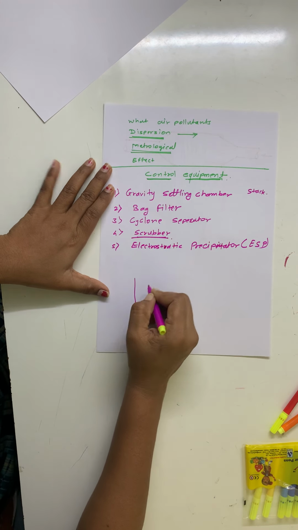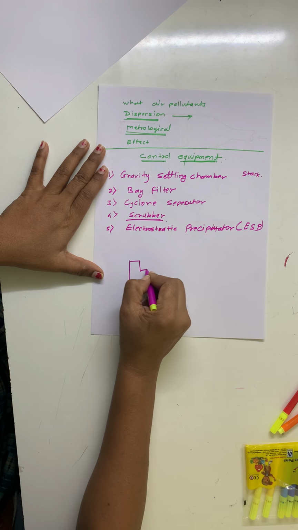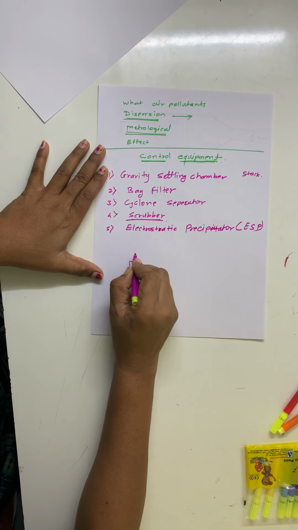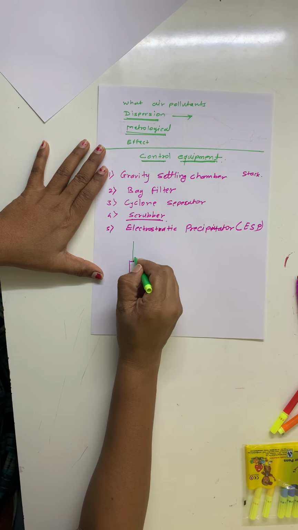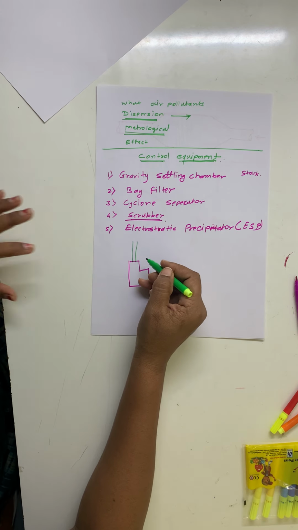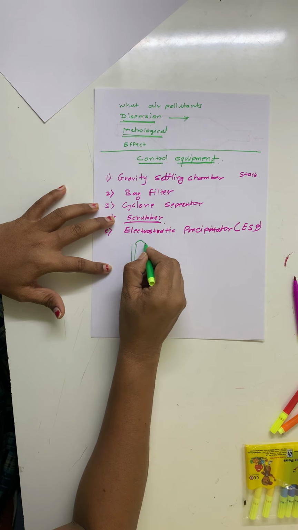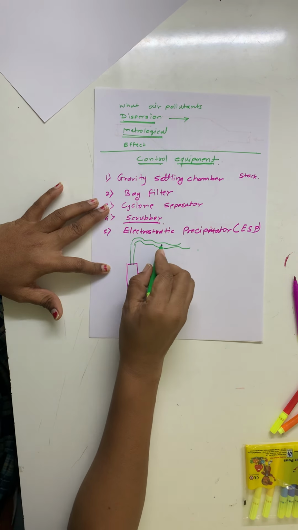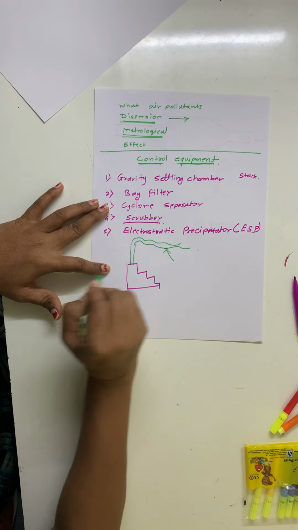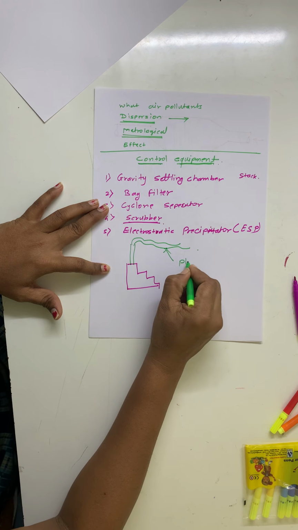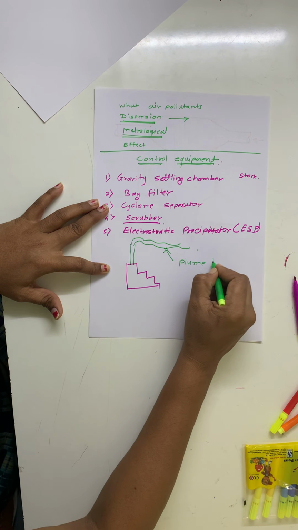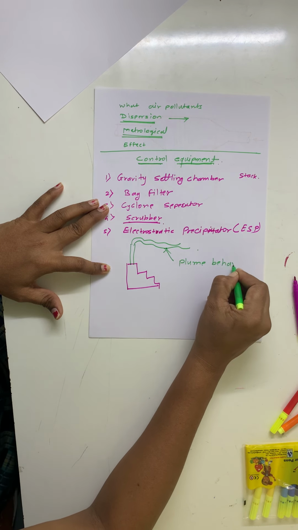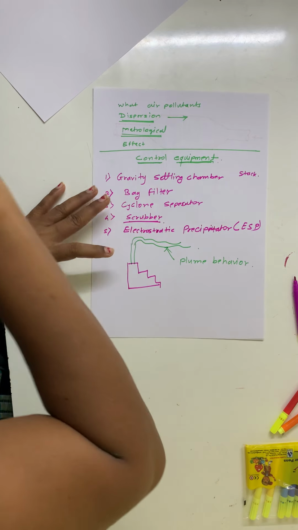Suppose this is a particular industry, and that industry has this as a stack. From that stack, the pollutants are going to be emitted into the atmosphere, and this is what we call the plume behavior. We have studied that in the last lecture, plume behavior.